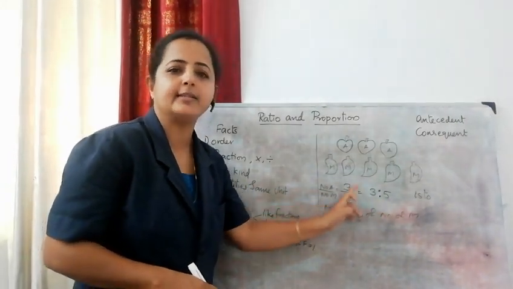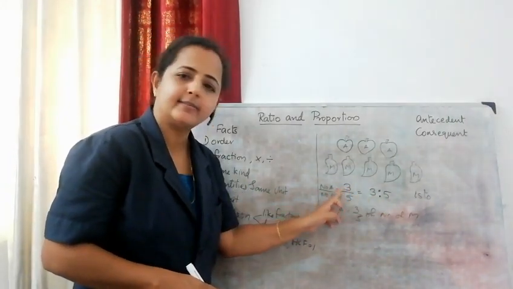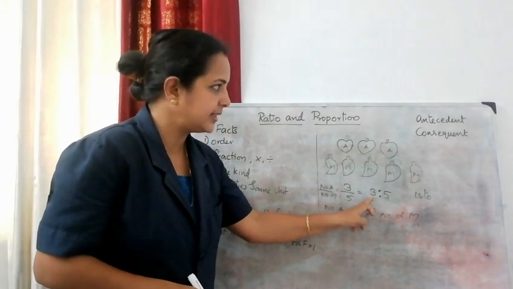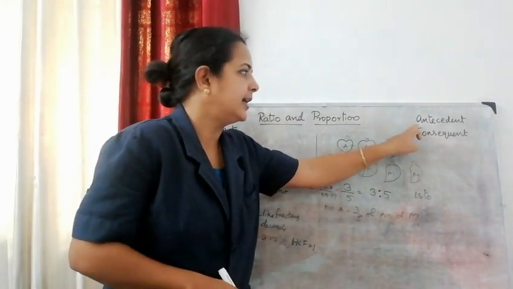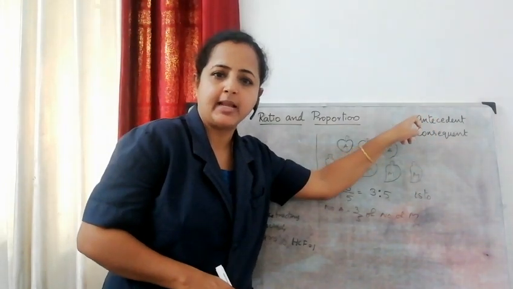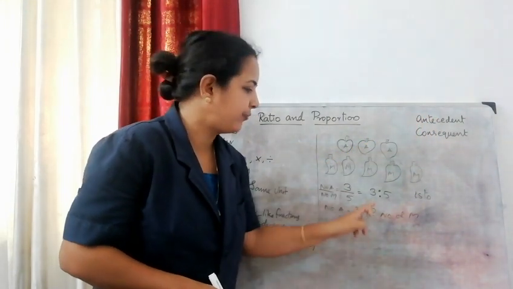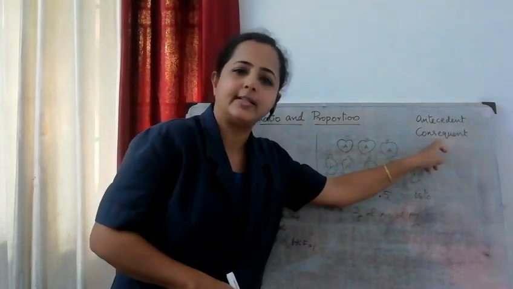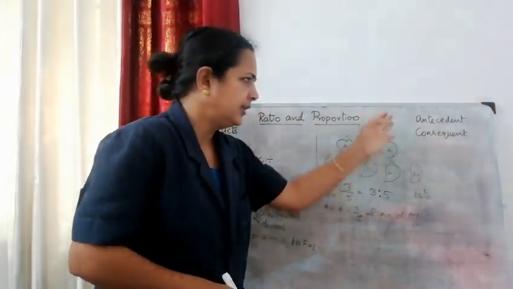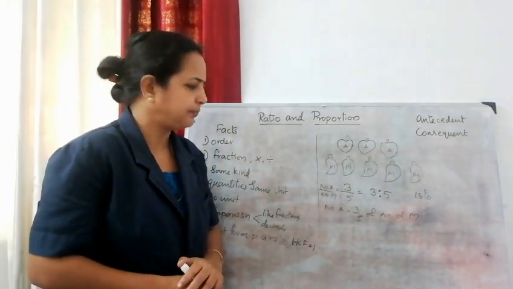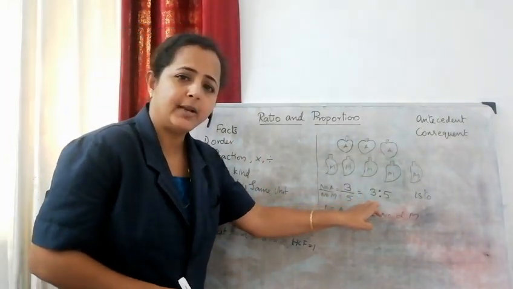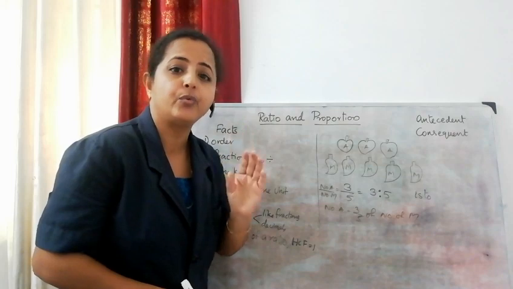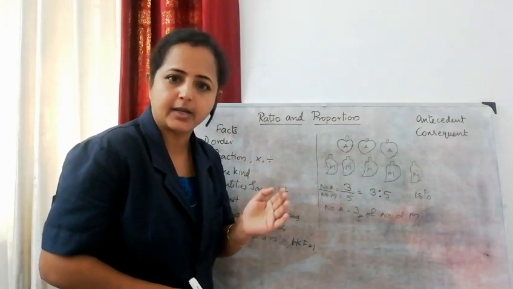This is actually a fraction; 3 is to 5 we can write as 3 by 5. This is the first term. The first term we call the antecedent. Antecedent is the name of the first term, and the second term we call the consequent. Just remember that. So a ratio is a comparison of 2 or more quantities of the same kind.